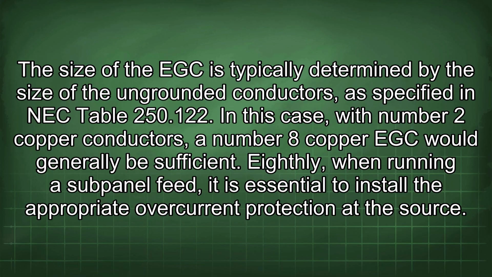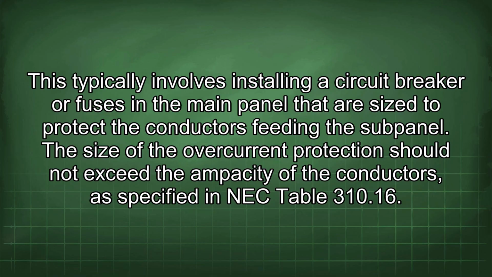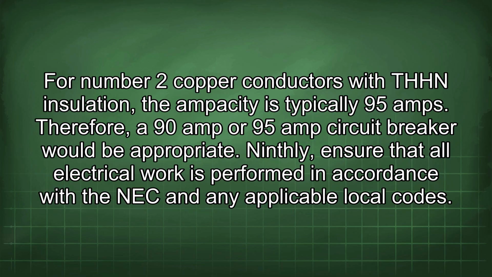Eighthly, when running a subpanel feed, it is essential to install the appropriate overcurrent protection at the source. This typically involves installing a circuit breaker or fuses in the main panel that are sized to protect the conductors feeding the subpanel. The size of the overcurrent protection should not exceed the ampacity of the conductors, as specified in NEC Table 310.16. For number 2 copper conductors with THHN insulation, the ampacity is typically 95 amps. Therefore, a 90 amp or 95 amp circuit breaker would be appropriate.